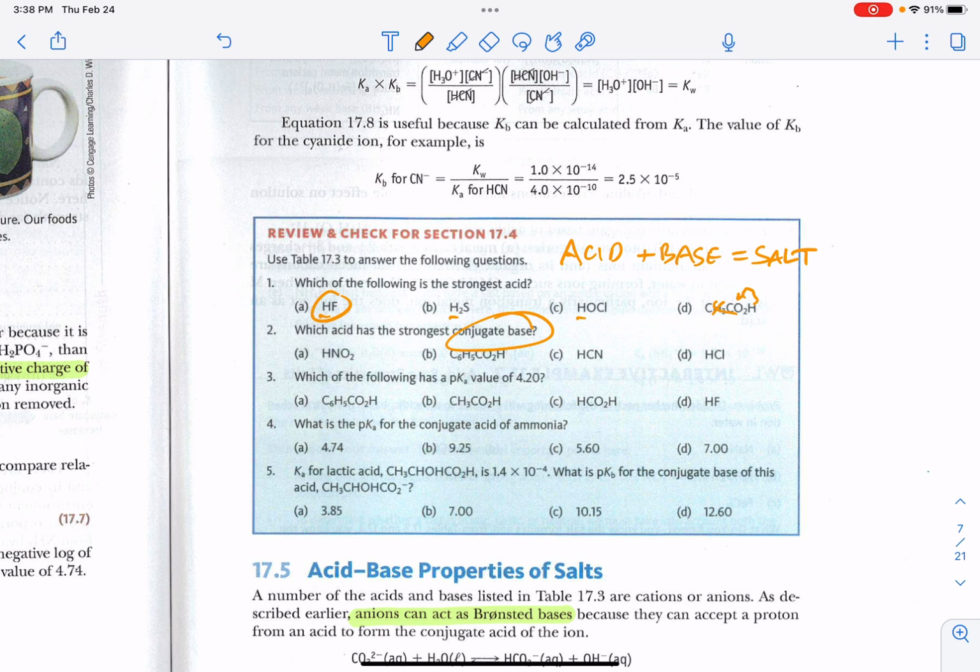So I'm going to stop this screencast right here, and we will pick up with section 17.5 later.